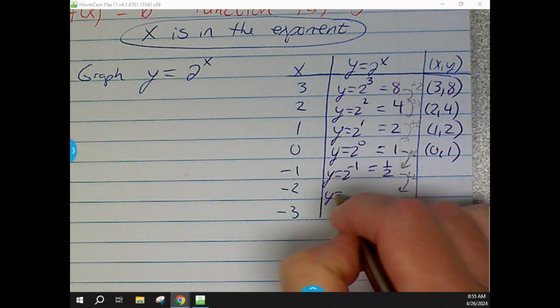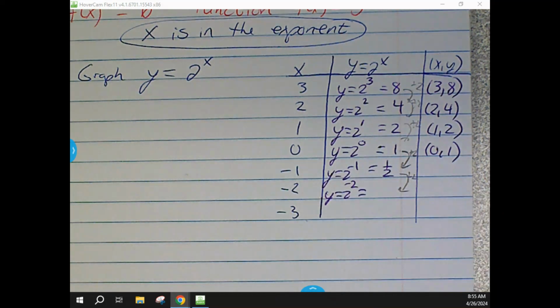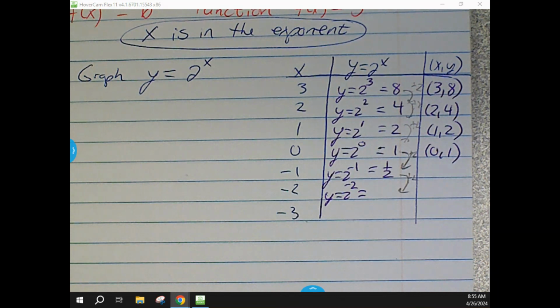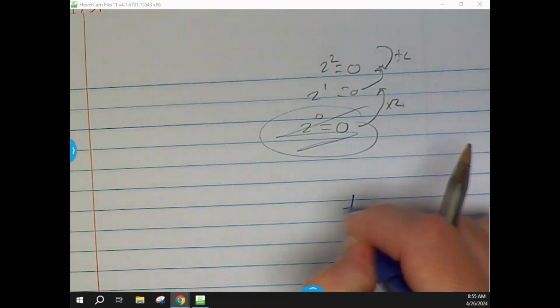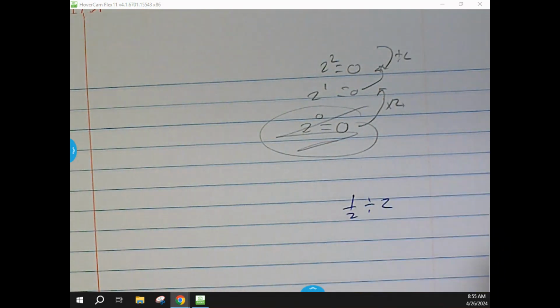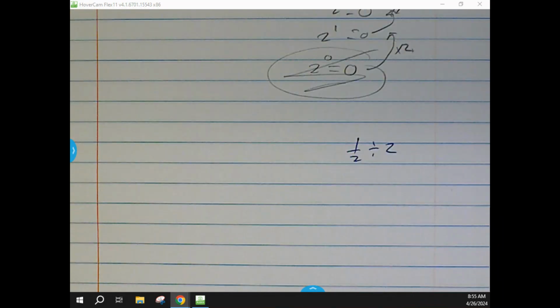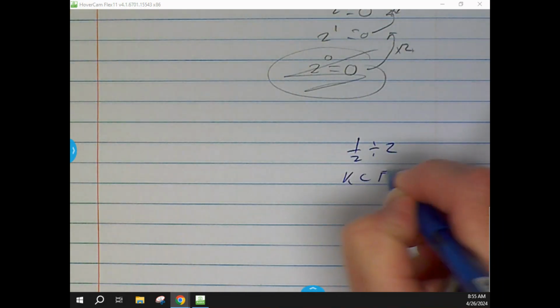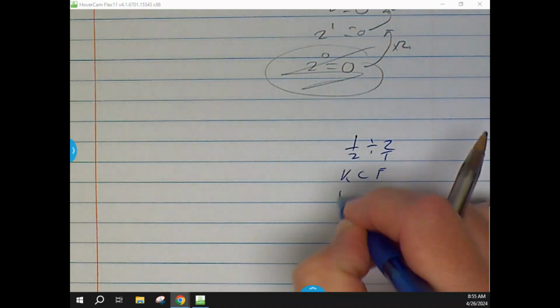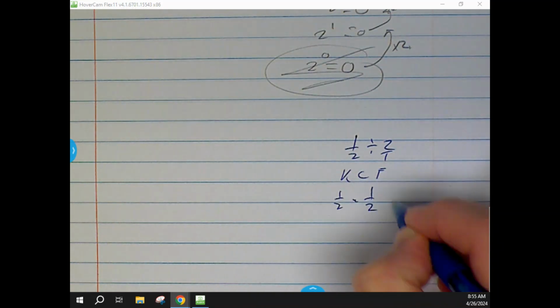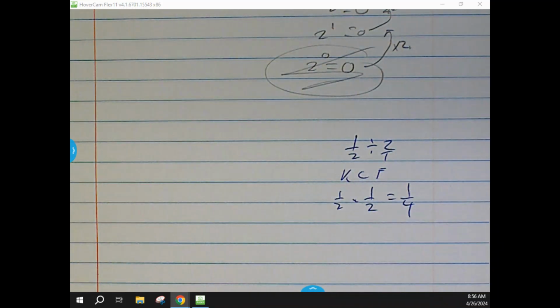So if we do 2 to the negative 2 power, now here's a good question on that one. What is 1/2 divided by 2? A quarter. Yeah, keep it, change it, flip it, right? That's basically 2 over 1. So that's 1/2 times 1/2, which would be a quarter, which would be 1 over 4.